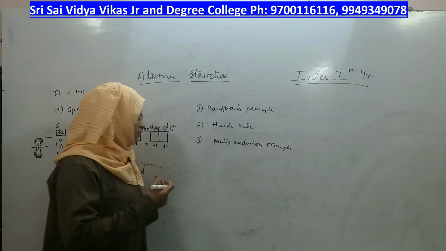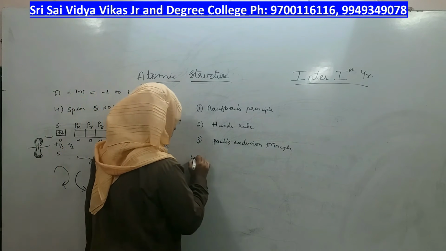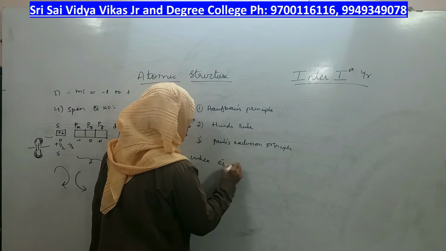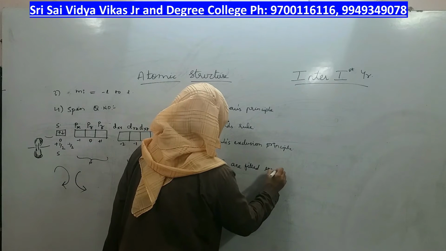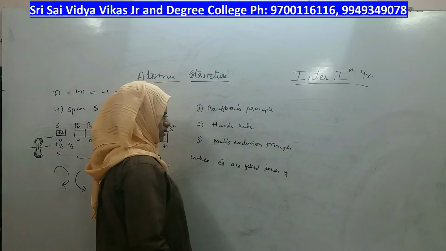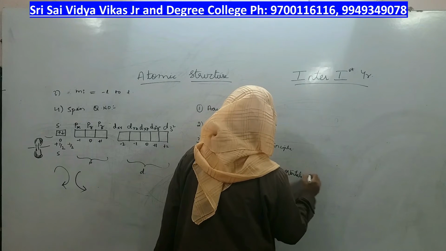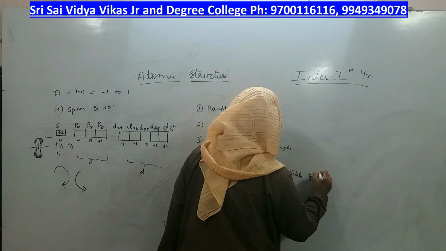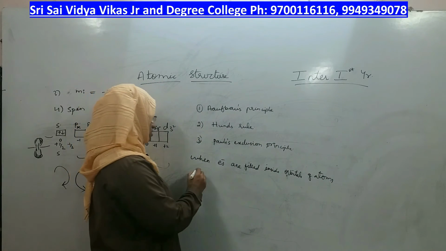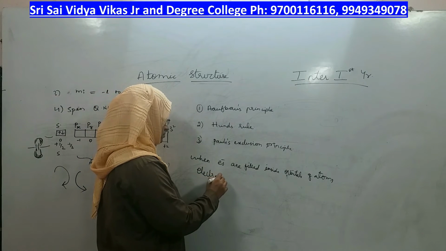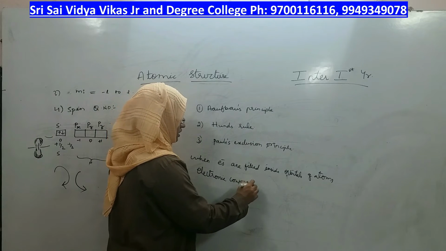Right? If you start giving the electrons inside the orbitals, when electrons are filled inside the orbitals of an atom, it is called the electronic configuration of that atom.